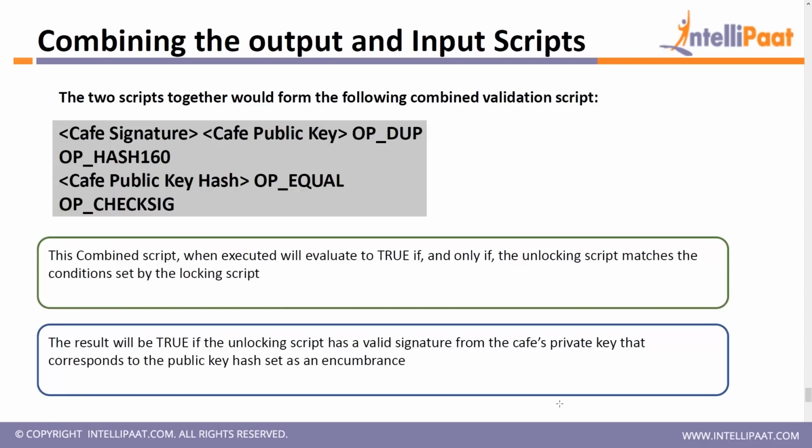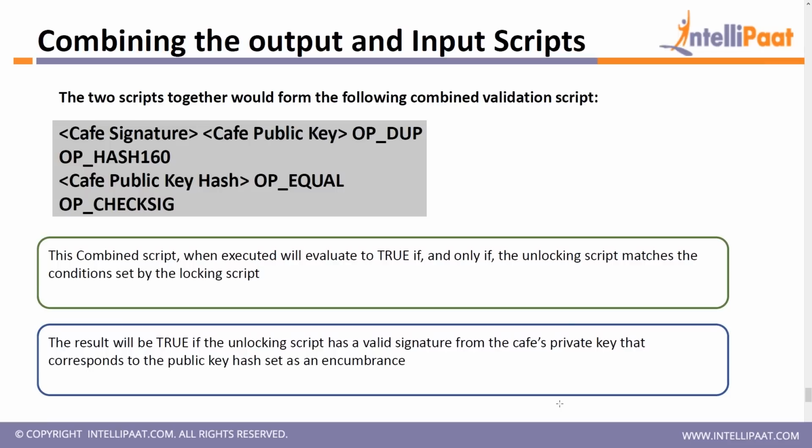Combining the output and input scripts. The two scripts together would form the following combined validation script: Cafe signature, Cafe public key, OP_DUP, OP_HASH160, Cafe public key hash, OP_EQUALVERIFY, OP_CHECKSIG. The combined script, when executed, will evaluate to true if and only if the unlocking script matches the conditions set by the locking script. So this is just an example of writing code in your input and output scripts.